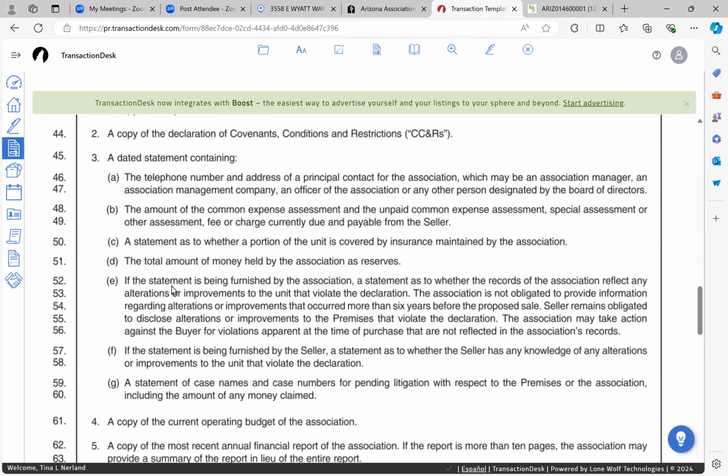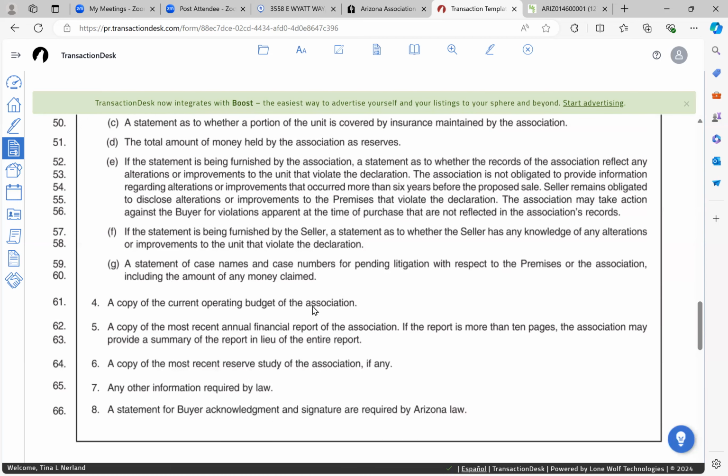A copy of the current operating budget of the association is required to be provided. A copy of the most recent annual financial report of the association. If the report is more than 10 pages, the association may provide a summary of the report in lieu of the entire report. A copy of the most recent reserve study of the association, if any. Any other information required by law, and a statement for buyer acknowledgement and signature are required by Arizona law.